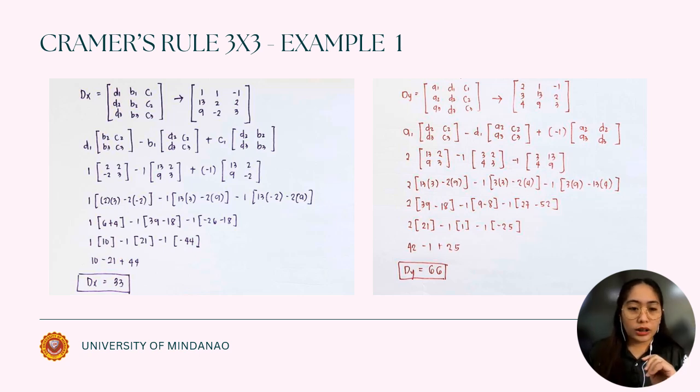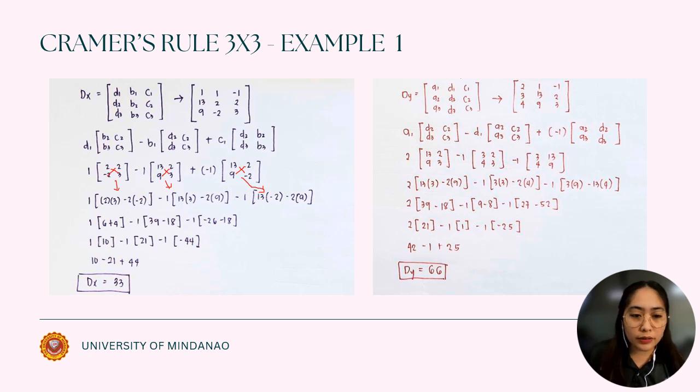So D sub 1 is just 1, okay? B sub 2, B sub 3, C sub 2, C sub 3 here are just 2, negative 2, 2, and 3. So we will just supply this with the numbers given on the right side of the part, okay? So we will cross multiply. So 1 times 2 times 3 minus 2 times negative 2, which is this part, okay? 13 times 3 minus 2 times 9, which is this part. And 13 times negative 2 minus 2 times 9, which is this part. So again, be careful of the signs.